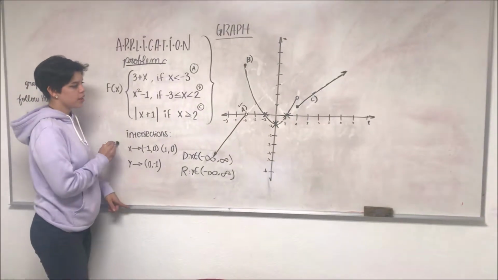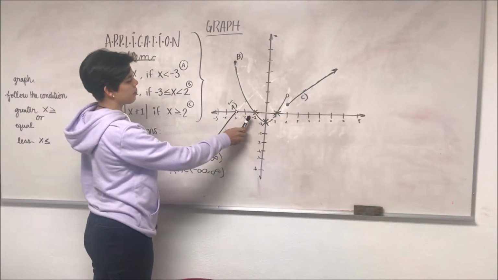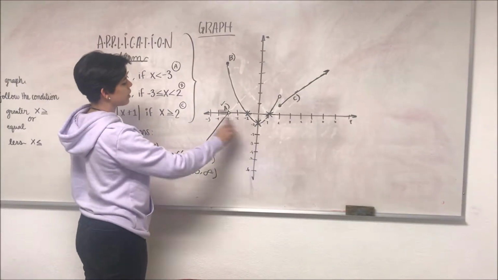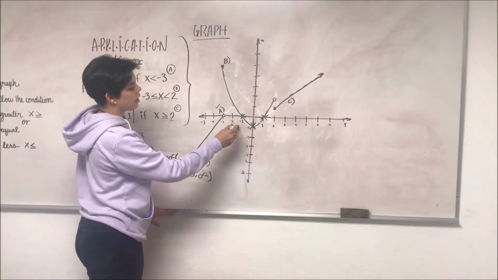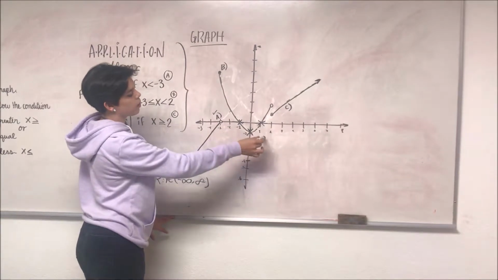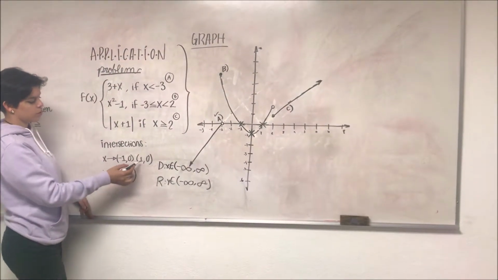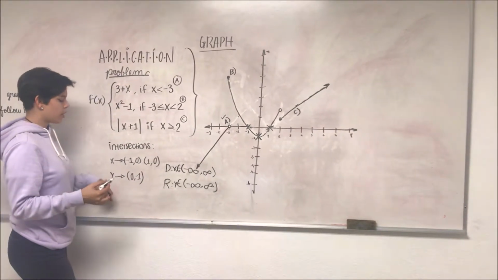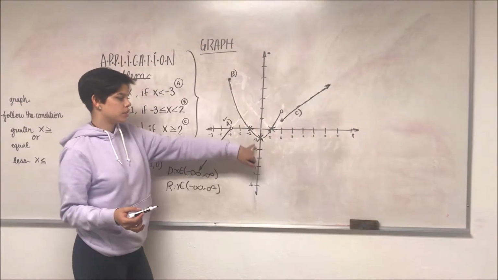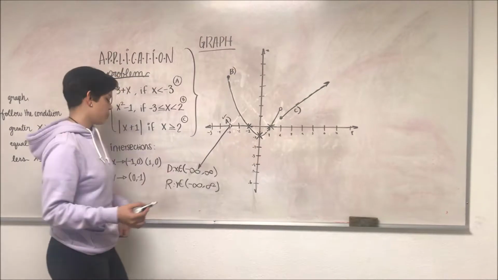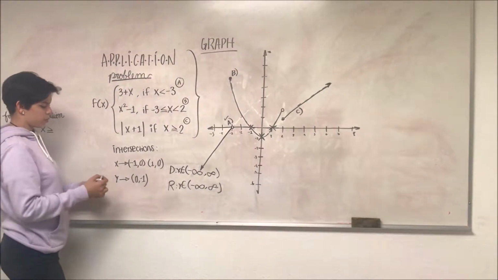Finally, the intersections that we could locate here: it intersects the x-axis at minus 1 and 1. So we put them as points here, minus 1, 0 and 1, 0. And in the y-axis, which is this one here, it just intercepts at minus 1. So we just put 0, minus 1.